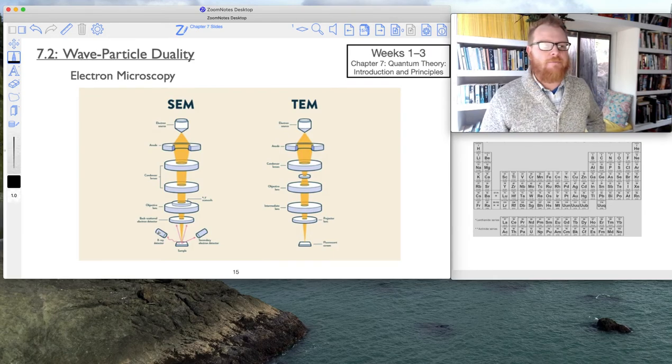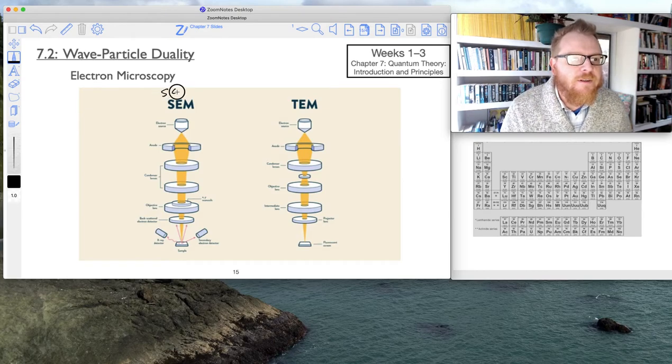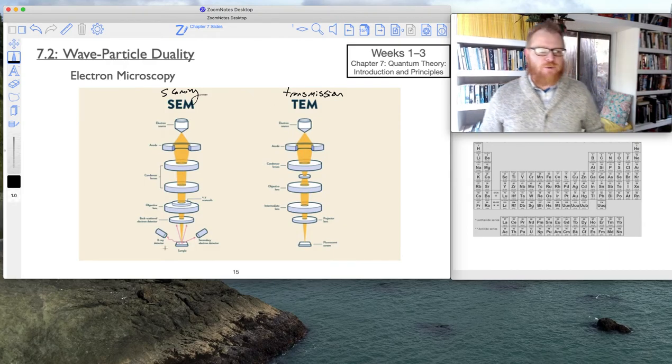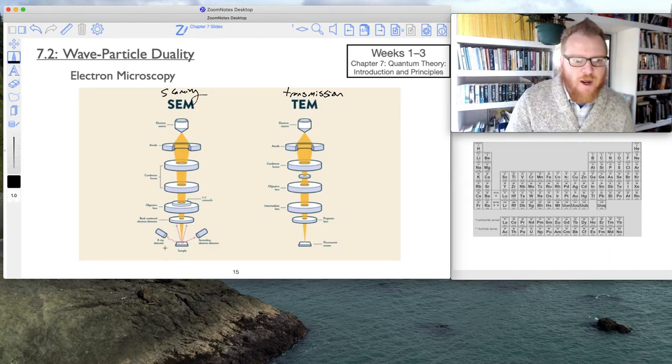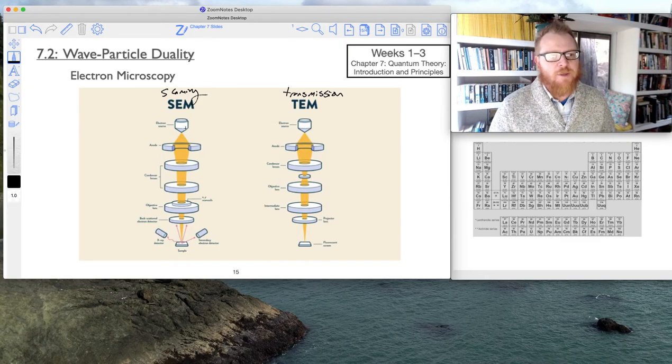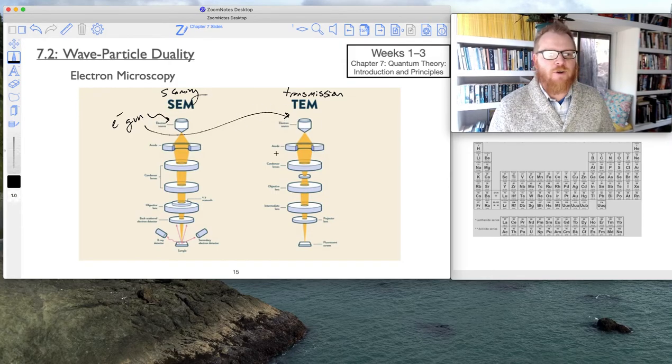So SEM is scanning electron microscopy, and TEM is transmission electron microscopy. I know the font on this is really small here, so I apologize about that. But you can see what's going on here. I'll describe this. Here is what I'm just going to call the electron gun, commonly referred to in laboratories. So there's the electron gun, and here's also the electron gun.